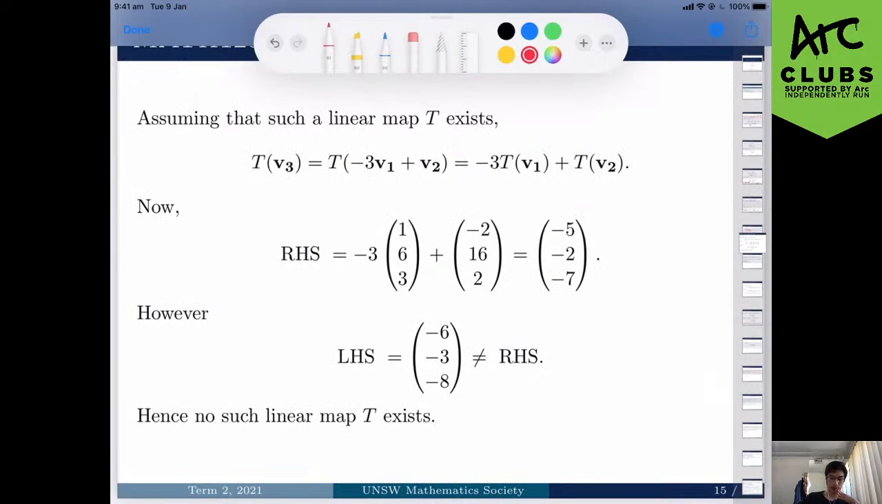So we're just checking this equals this, where this step is just by definition, I guess, with the transformation applied. This is by linearity, or assuming that it's a linear map. And so we're given all these values in the question. So we just sub them in and see if they're the same, and they're not. So no linear map T exists.